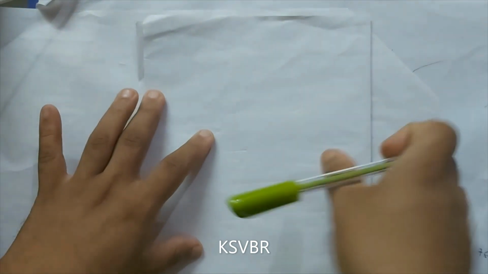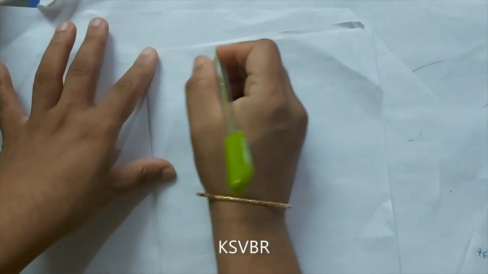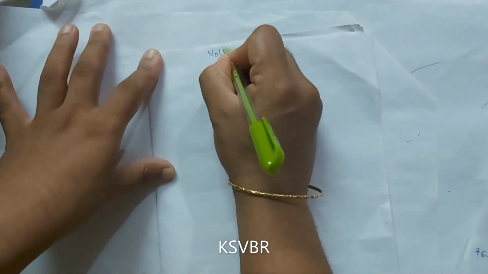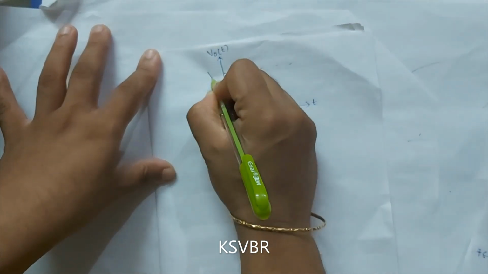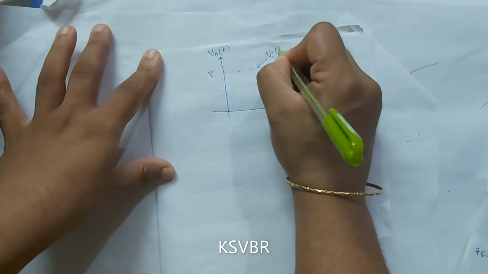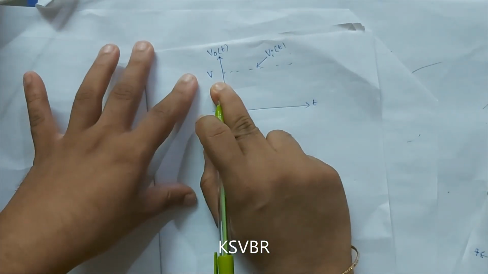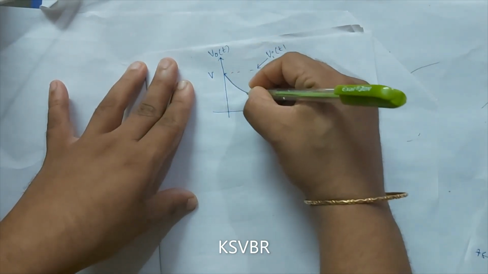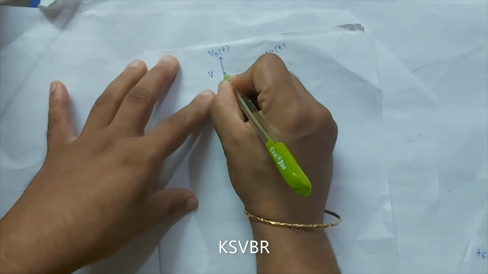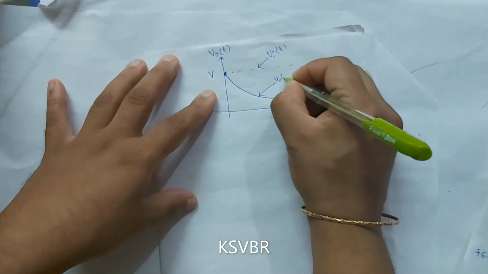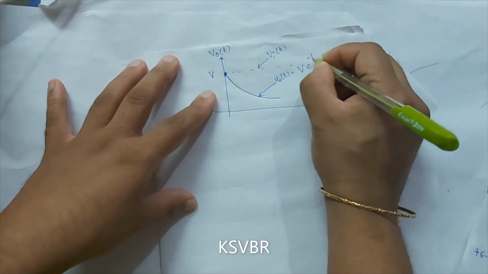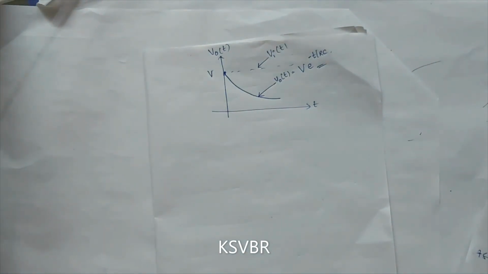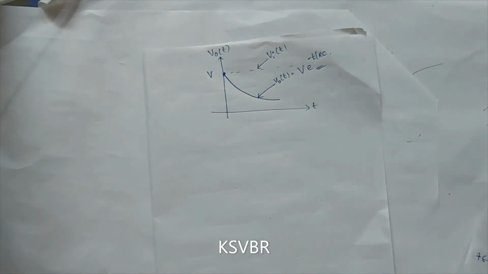So how does the output come? Dotted line always represents input. V into e power minus t by RC; e power minus t by RC is an exponentially decaying signal from V. So this is V naught of t is equal to V into e power minus t by RC. This is the step response of your RC high pass filter.